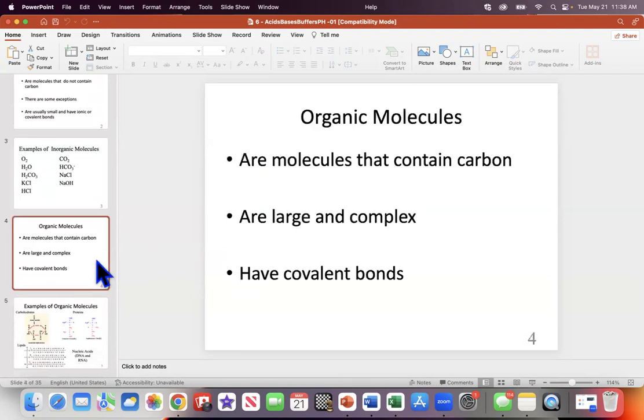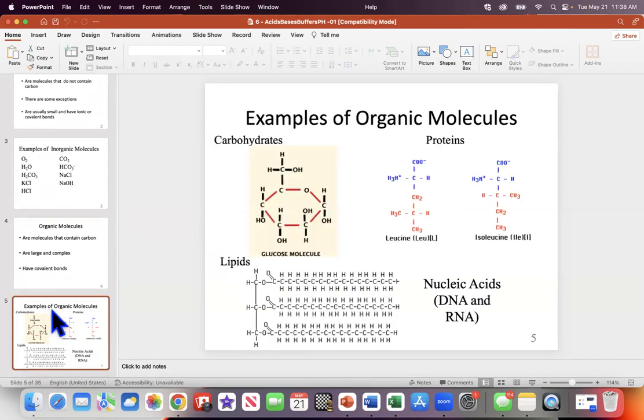For organic molecules, we will have a separate lecture. Their molecules have carbon and hydrogen. You need to have both carbon and hydrogen. And they're large, usually bigger than the inorganic ones. They use covalent bonds to connect together. We will specifically talk about these four biomolecules, the organic molecules found in the human body: carbohydrates, proteins, lipids, and nucleic acids.